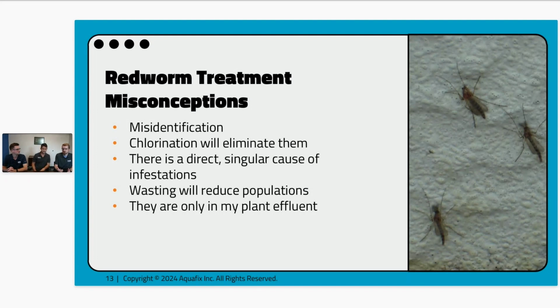Yeah, and that kind of goes into the next one, wasting. It's really hard to waste them out, if not impossible to waste them out in the system. They're going to be, as we kind of talked about, in most places that are habitable. So wasting them out, we're only really targeting a certain portion of the plant with that. And they are, unfortunately, in your plant effluent. A lot of times we'll see them, if you have an indoor UV chamber, an indoor chlorination tank, you'll see them maybe most populous in there, or in a clarifier, and then you'll know that they're upstream.